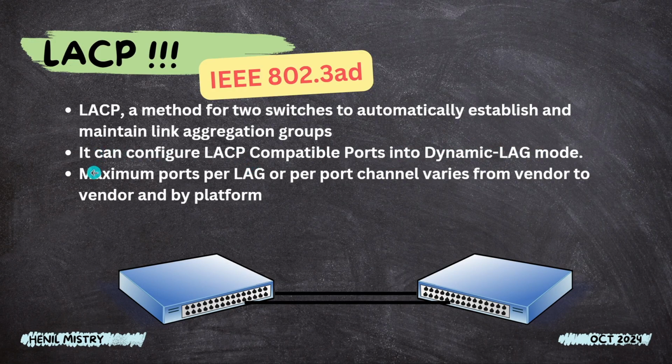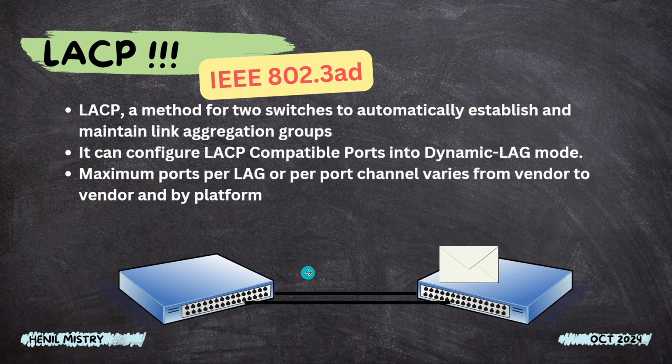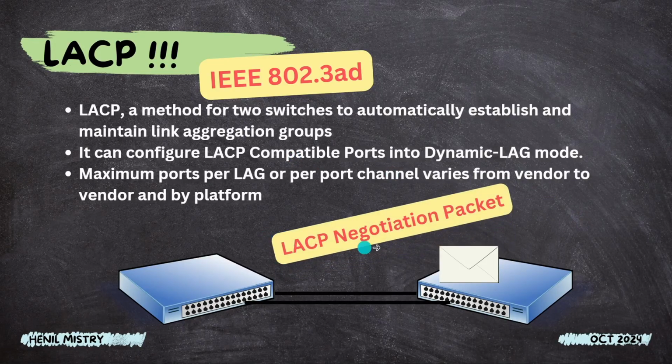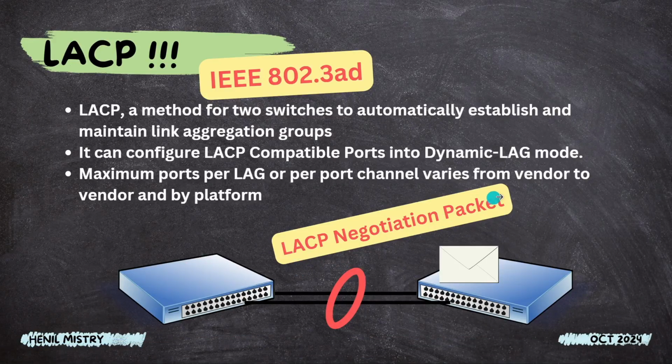And the maximum ports per LAG or per port channel varies from vendor to vendor and by platform also. So that is one thing to be noted. And when there is a port channel, there will be packet exchanges that happen. The packets that are exchanged before they form a port channel are called LACP negotiation packets. After the packets have been exchanged, they will form a port channel. That communication is known as LACP negotiation packets.